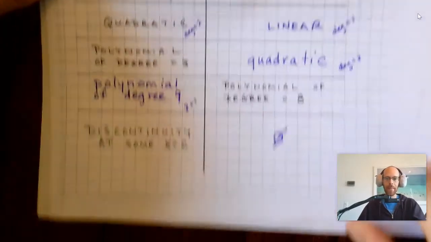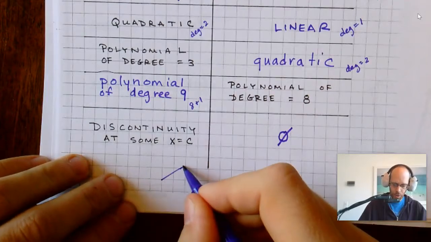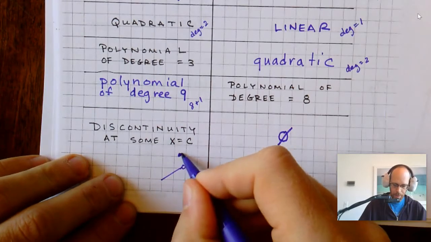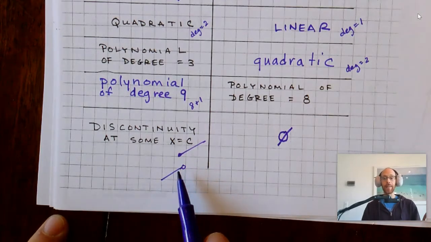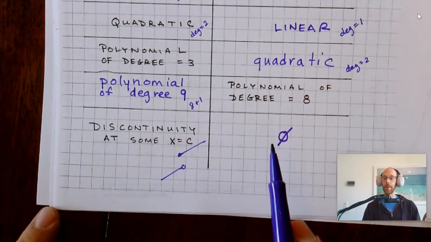And finally, if a function has a discontinuity, any kind of discontinuity, I'm going to draw a step one right here, then it's impossible to draw a tangent at that point, which means that the derivative is undefined.